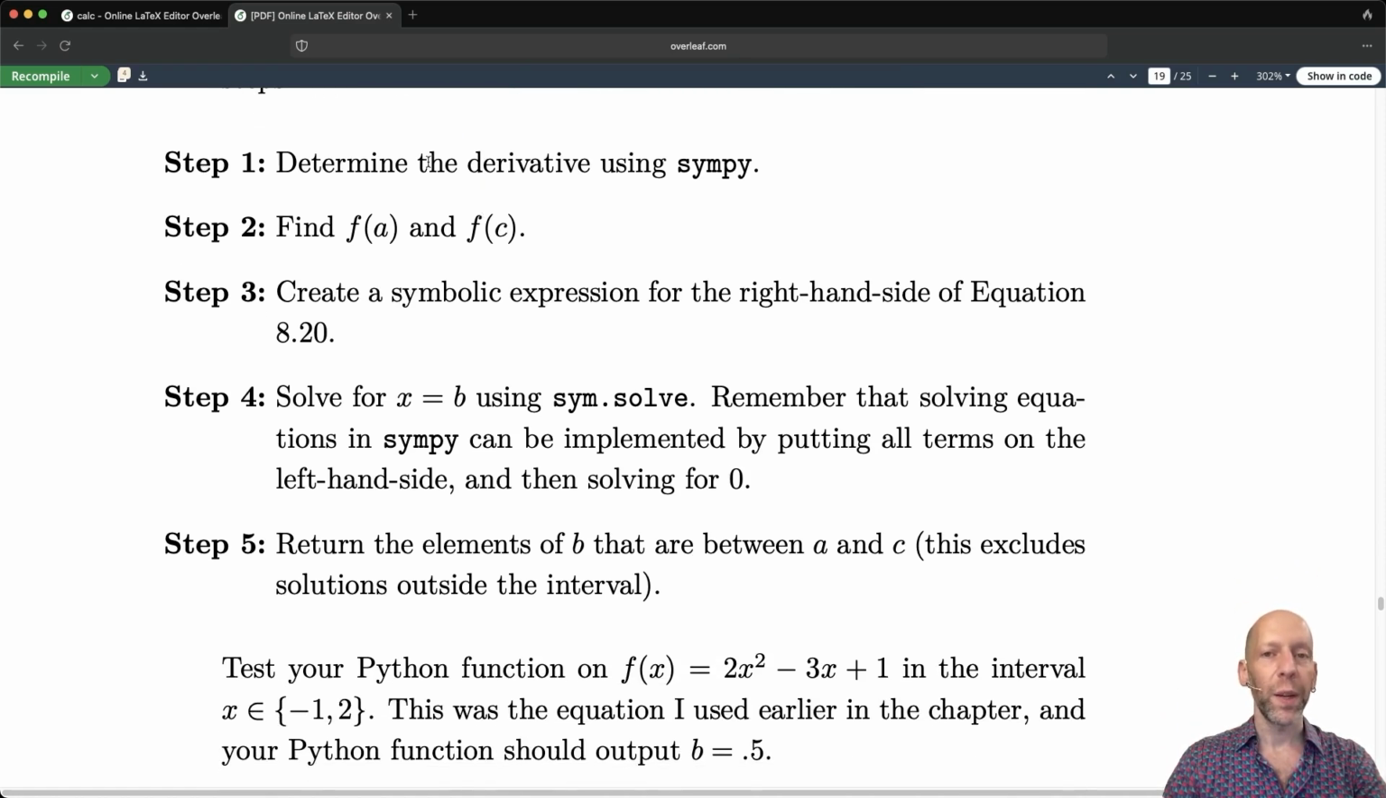Okay, so step 1 is to get the derivative. You want to differentiate the function using SymPy. Step 2 is to find f of a and f of c. Remember, a and c are the 2 x-axis boundaries for the interval within which we want to apply the mean value theorem. Okay, and then step 3 is to create a symbolic expression, so in SymPy, for the right-hand side of equation 8.20.